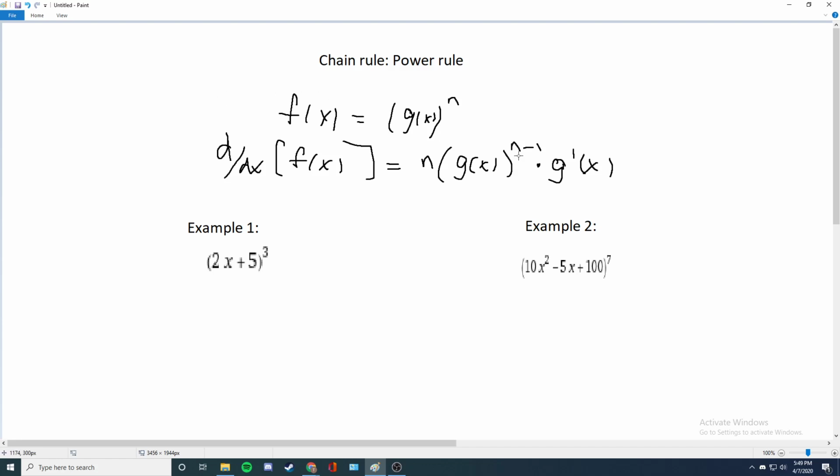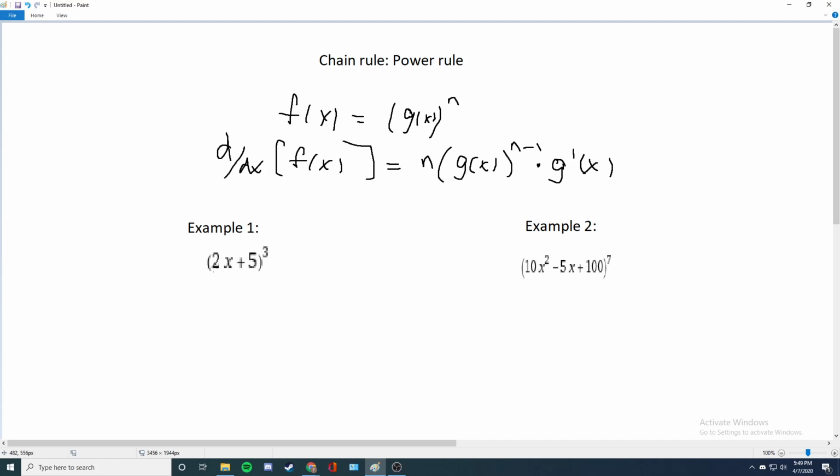So here I've got it laid out, where f of x is some function g of x to the nth power. If we want to take the derivative of something like that, it'll be n times g of x to the n minus 1 power. This should look familiar, because this is actually just the power rule, times the derivative of that inside function g of x. Now I know this looks complicated, but once we get going it won't be that bad.